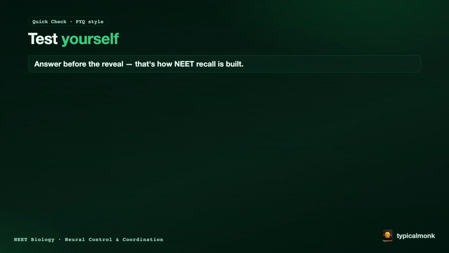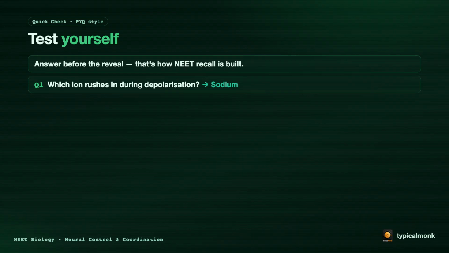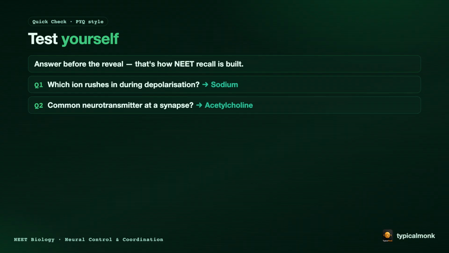Now test yourself. Answer each one before it is revealed. Answer first. That is how you build strong NEET recall. Question 1. Which ion rushes in during depolarization? Answer: sodium. Question 2. The common neurotransmitter at a synapse, acetylcholine.